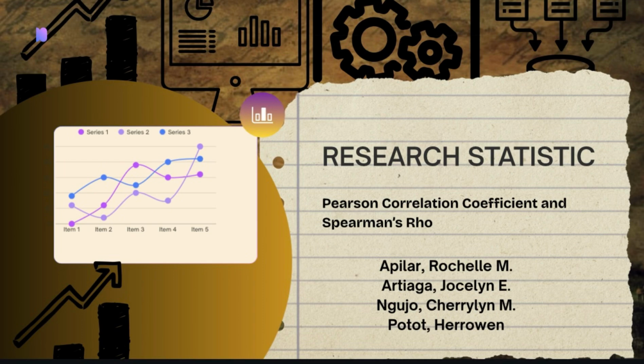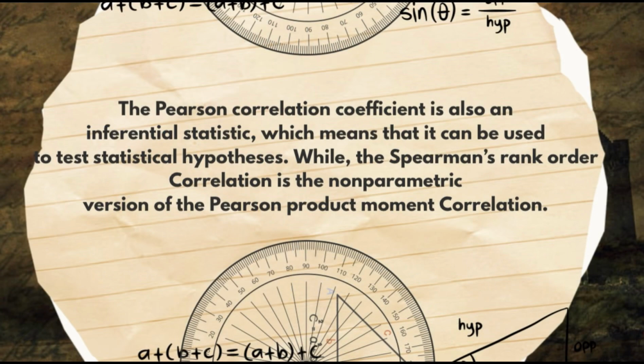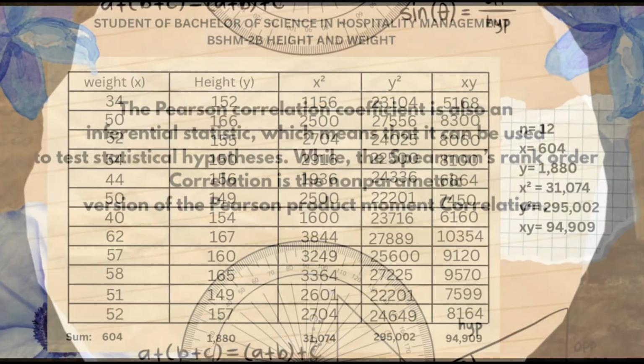We will be presenting two important topics, the Pearson correlation coefficient and Spearman's law, and explain how they help measure the relationship between variables in research. So the Pearson correlation coefficient is also an inferential statistic, which means that it can be used to test statistical hypotheses, while the Spearman rank order correlation is a non-parametric version of the Pearson product moment correlation.